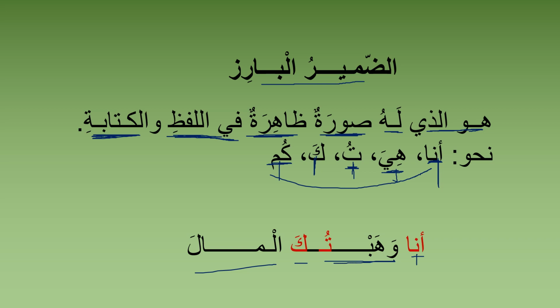Wahabutu, I gave. Ka, you. Al-mala, money. So I gave you money. So ana is domir baris. Why? Because it's visible. The word ana is what? Is visible. You can see it, you can hear it.